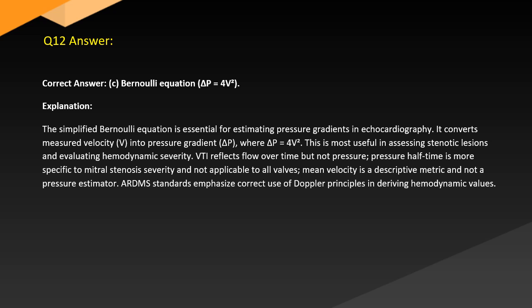Answer. Correct answer: C. Bernoulli equation. Explanation. The simplified Bernoulli equation is essential for estimating pressure gradients in echocardiography. It converts measured velocity V into pressure gradient dP, where dP equals 4V squared. This is most useful in assessing stenotic lesions and evaluating hemodynamic severity.